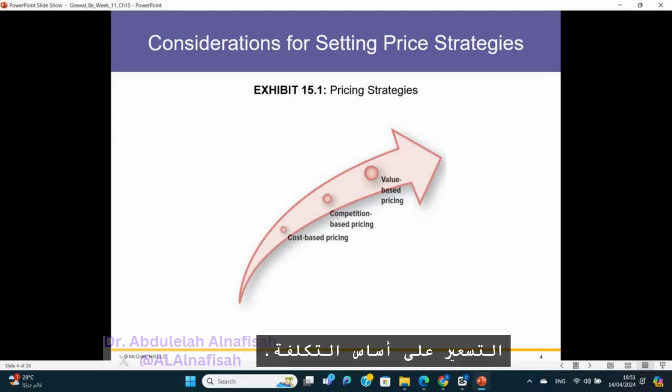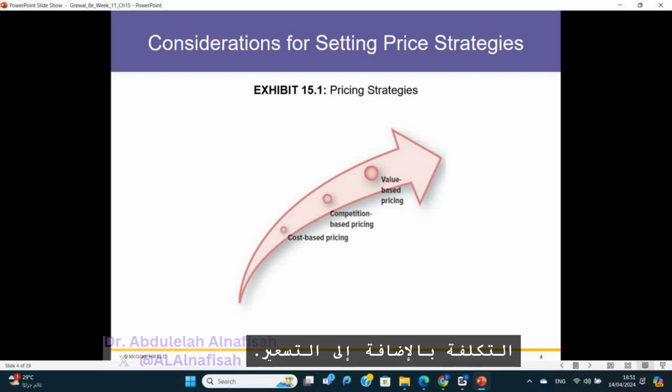1. Cost-based pricing. This strategy involves setting prices based on the costs incurred in producing, manufacturing, and distributing a product, while adding a desired profit margin. There are two common types of cost-based pricing.